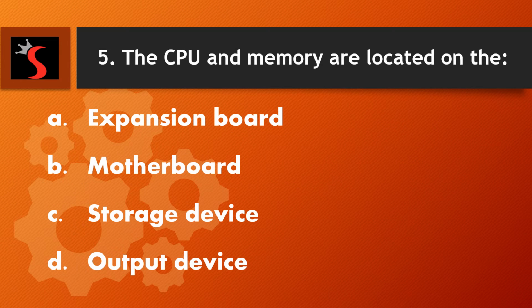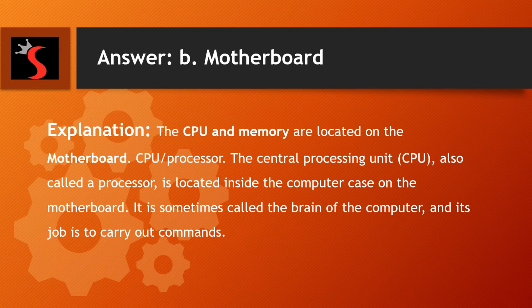The fifth question is: the CPU and memory are located on the A. Expansion board, B. Motherboard, C. Storage device, or D. Output device. The right answer is option B.